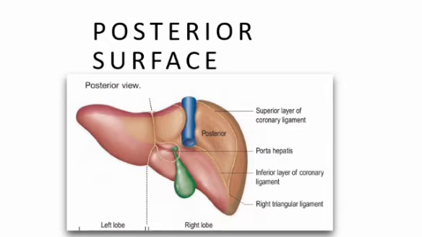Coming back to the posterior surface, it intervenes between the postero-superior as well as the postero-inferior border. So this is the postero-superior border, this is the postero-inferior border. In the middle, the posterior surface is deeply concave for the vertebral column, and to the right side of the vertebral groove, the surface is broadly convex, which occupies the right paravertebral gutter.